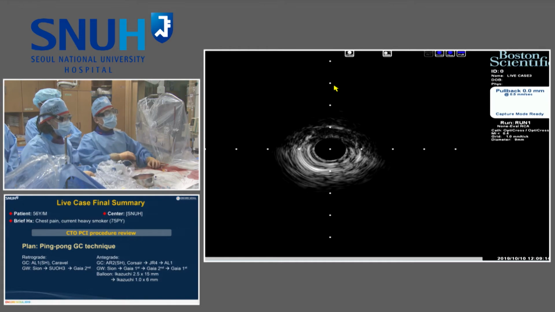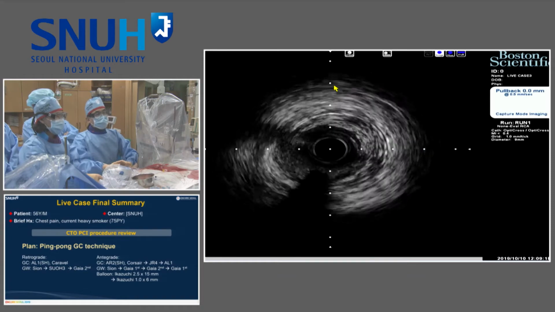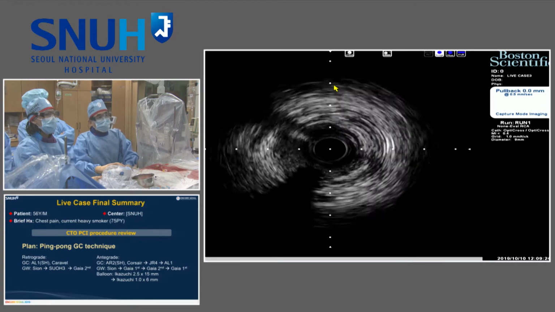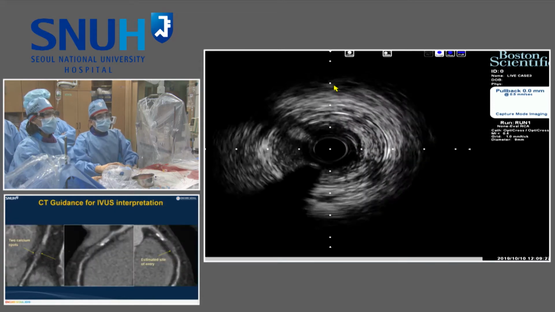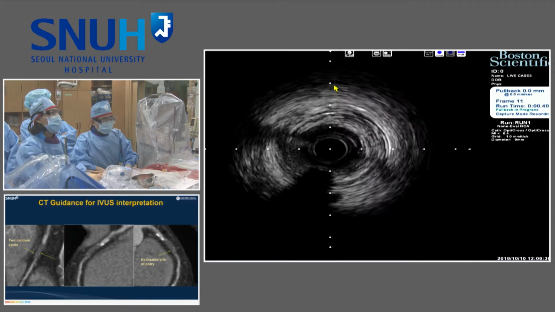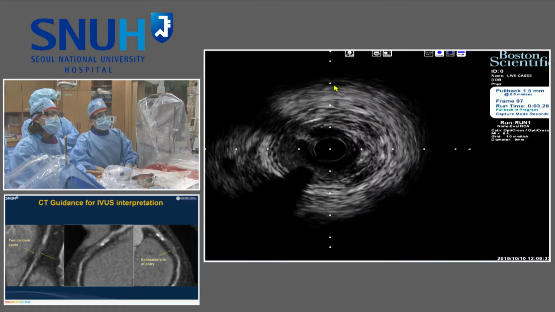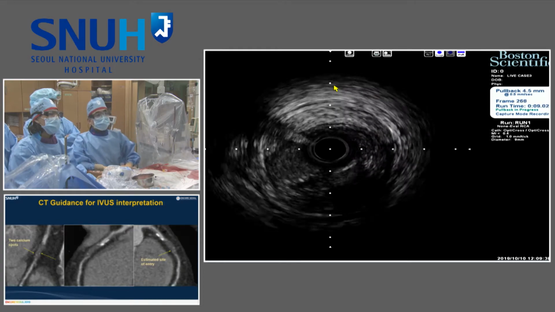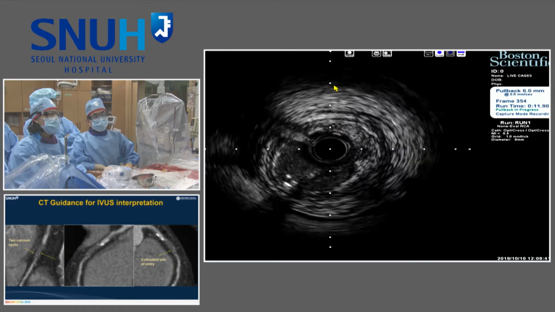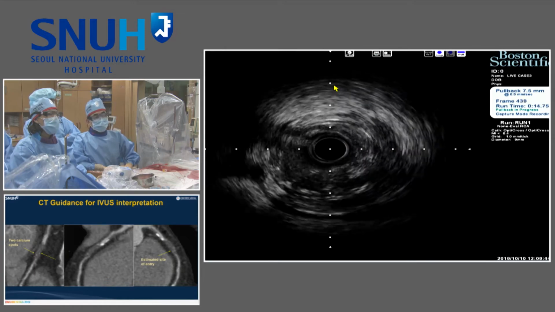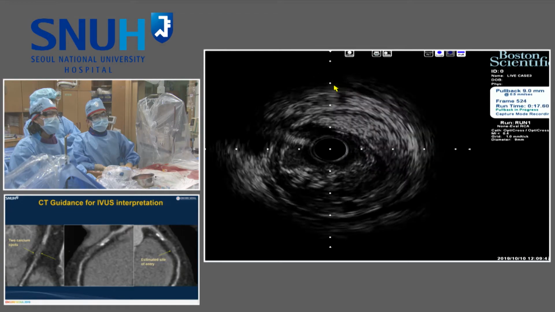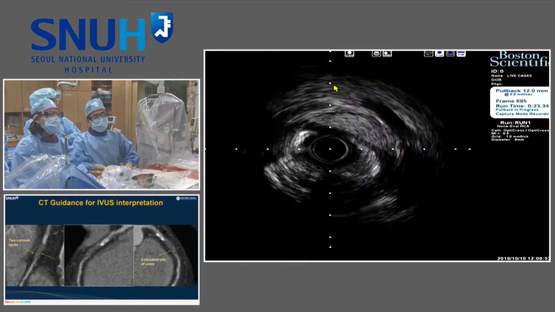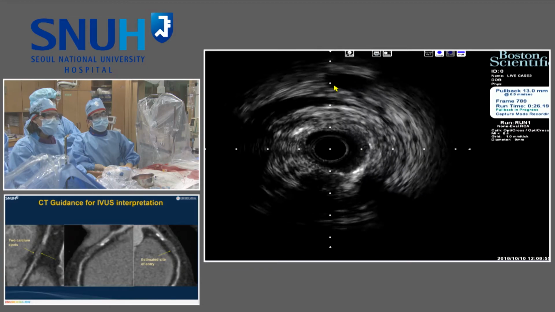Okay, on. Here is the distal true segment. Vessel size is about 4, MLD is 2.5 with huge concentric plaque. Pullback. There is a hematoma from the 12 o'clock to the 3 o'clock. And calcium. This is a calcified CTO segment.